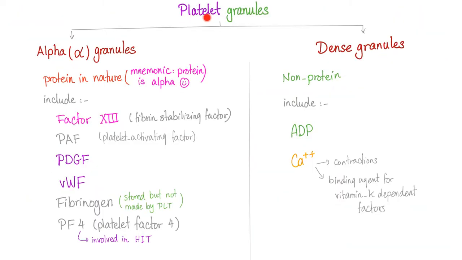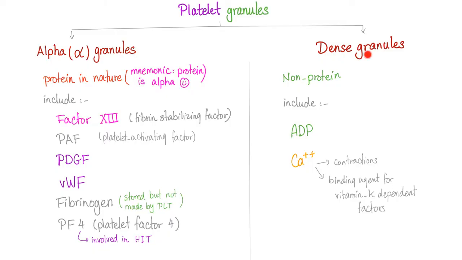Platelet granules, the ones in the cytoplasm. Alpha granules and dense granules. Alpha granules, they are alpha. They are protein. They are strong. They're active. And they include factor 13, the fibrin stabilizing factor, the platelet activating factor, platelet-derived growth factor to help with regeneration and repair, von Willebrand factor, fibrinogen. But isn't fibrinogen a coagulation factor supposed to be formed by the liver? I didn't say that platelets form or create fibrinogen. They just happen to store it. Platelet factor 4, and it will be involved in heparin-induced thrombocytopenia, and we'll talk about that later.